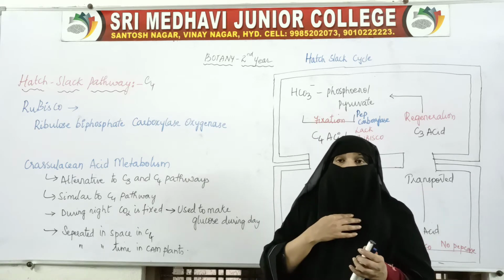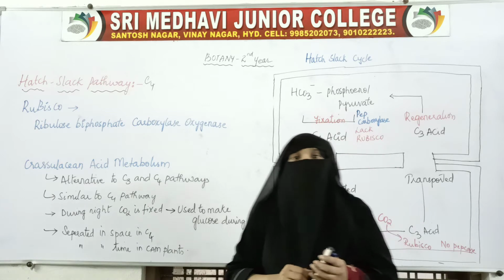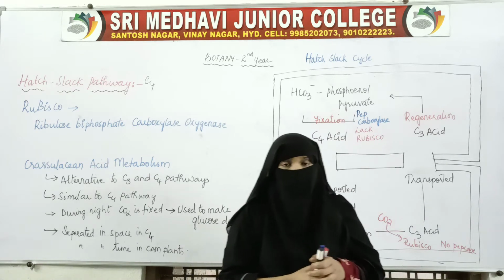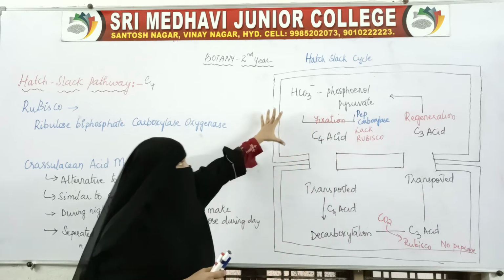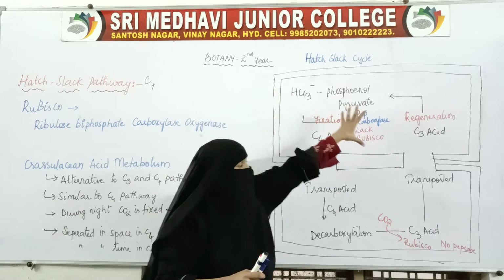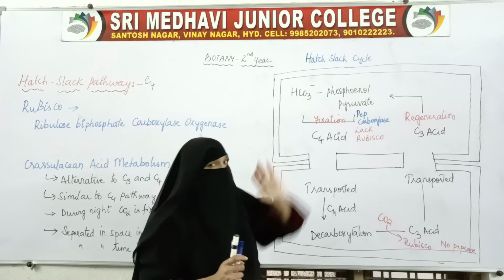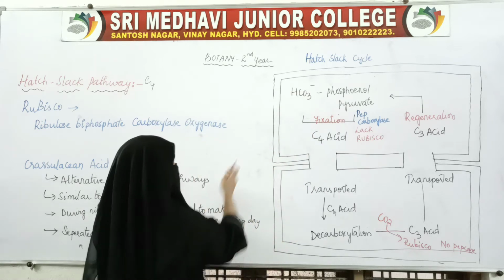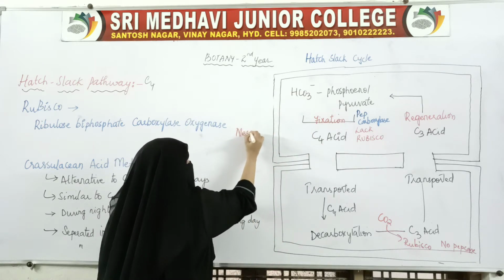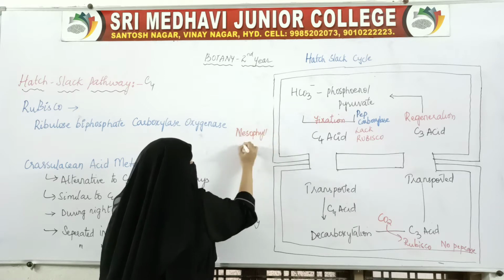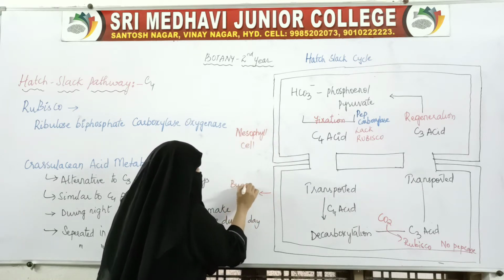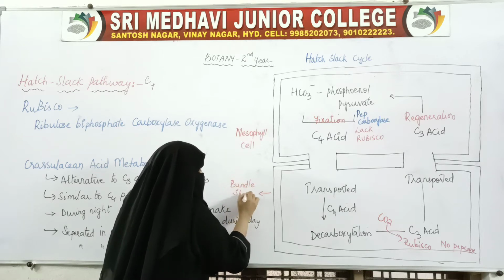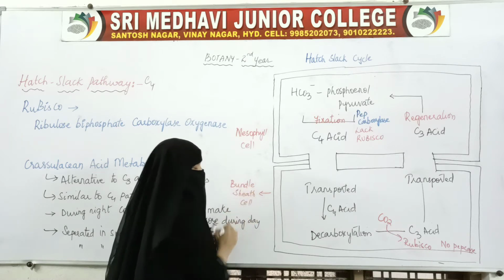Here the cycle takes place in two different cells. Let us see this box which I have drawn. So this is the mesophyll cell, and this is the bundle sheath cell.